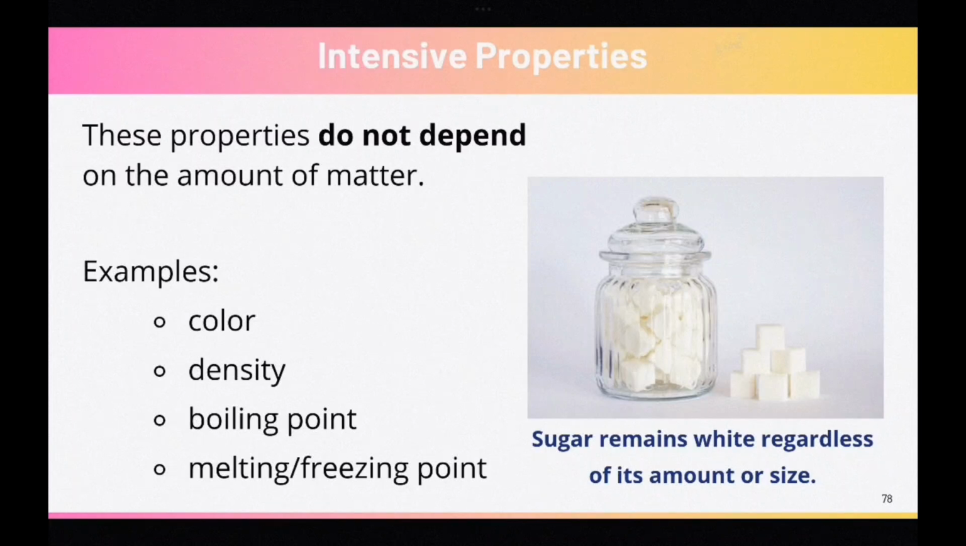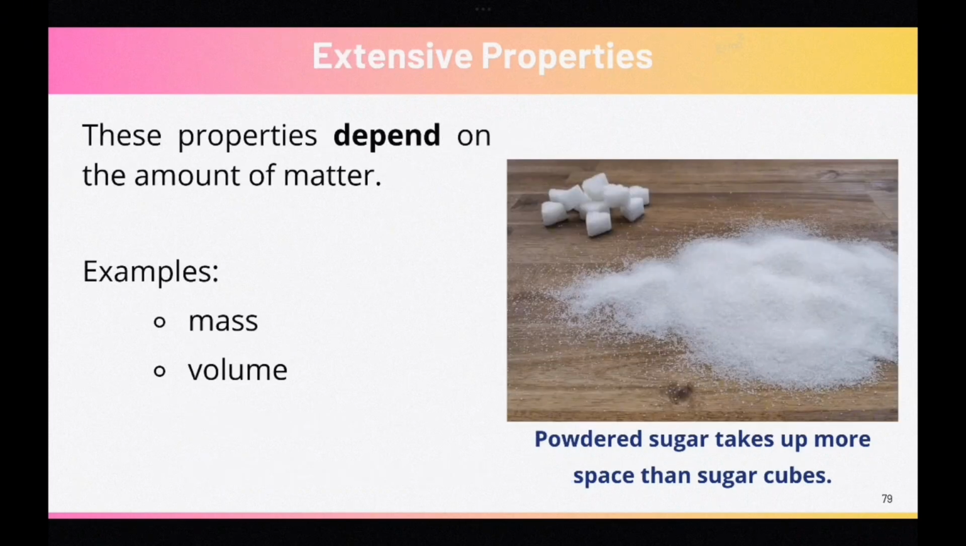If we observe the picture on the right, sugar remains white regardless of its amount or size. So it's either you put 1 to 3 cubes, or 1 big cube of sugar, or 3 small cubes of sugar. Regardless of its amount. For extensive properties, they depend on the amount of matter, such as its mass and volume.